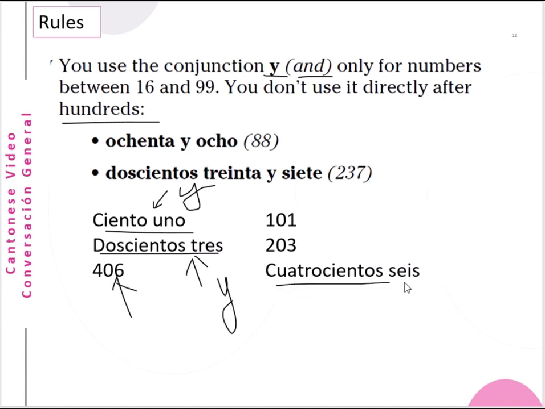406, cuatrocientos seis, not cuatrocientos y seis. So after the hundreds, you don't add y between them. You add y between the counting from 16 to 99, not after hundreds. This is the second rule.